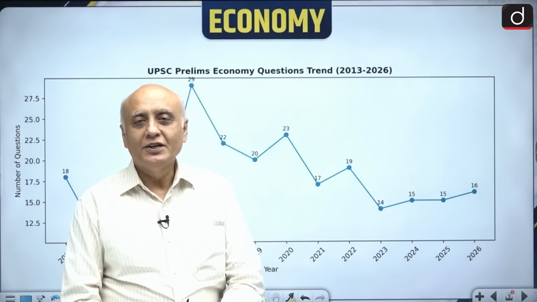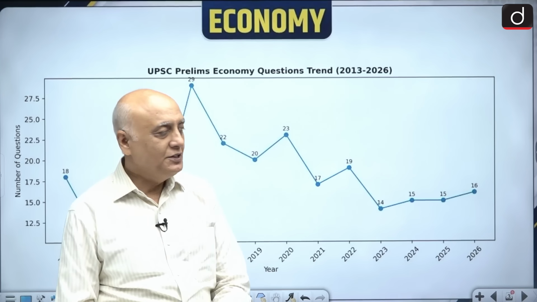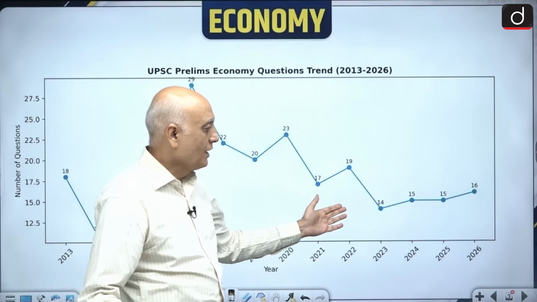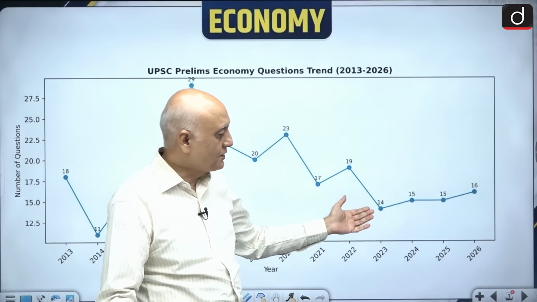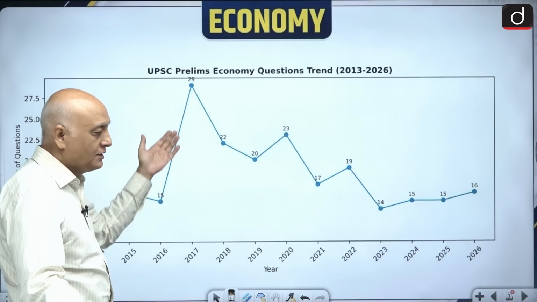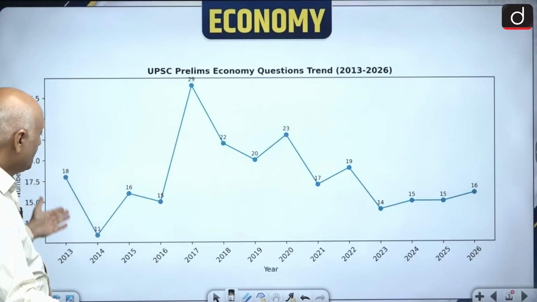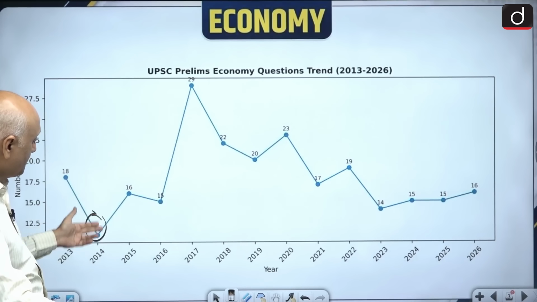So here you would like to put your focus on important subjects, and if you see the number of questions, there are total 100 questions, as you all know, and there are so many subjects. So economy has always been UPSC's favorite, where the questions are ranging, except this year, 11 questions were asked in 2014.